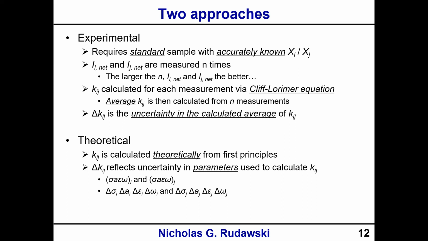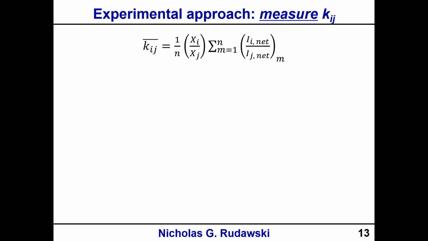So you have 4 for element i and you have 4 for element j. So we have the error in the ionization cross-section, the transition probability, the detector efficiency, and the fluorescence yield. Okay, so those are the 8 sources of error that we have to account for. Okay, so the experimental approach: we measure k_ij via a standard.